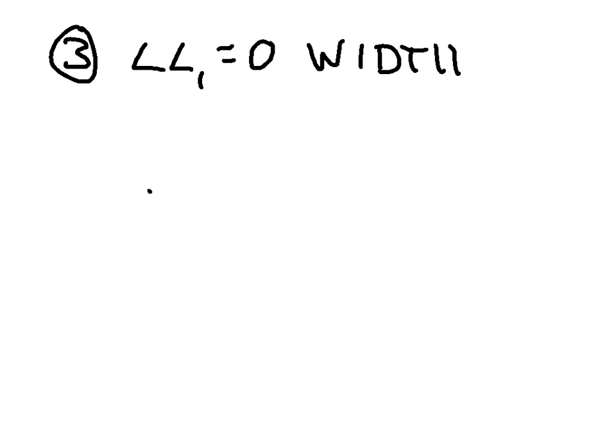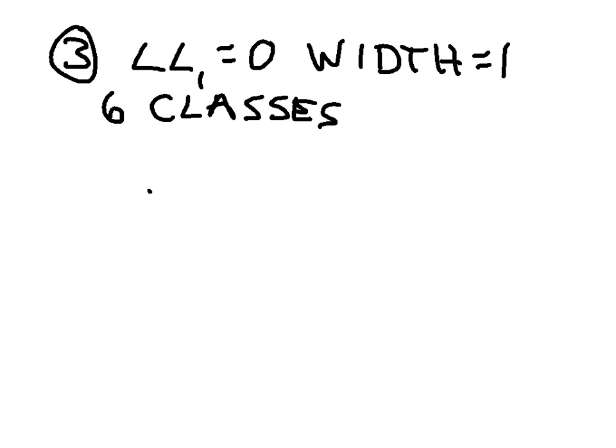Okay, today we're going to do problem 3 from one of our problem sets. We know that lower limit 1 is equal to 0. We know that width is 1. And we know that we're going to have 6 classes. So let's start constructing our table on the next page.